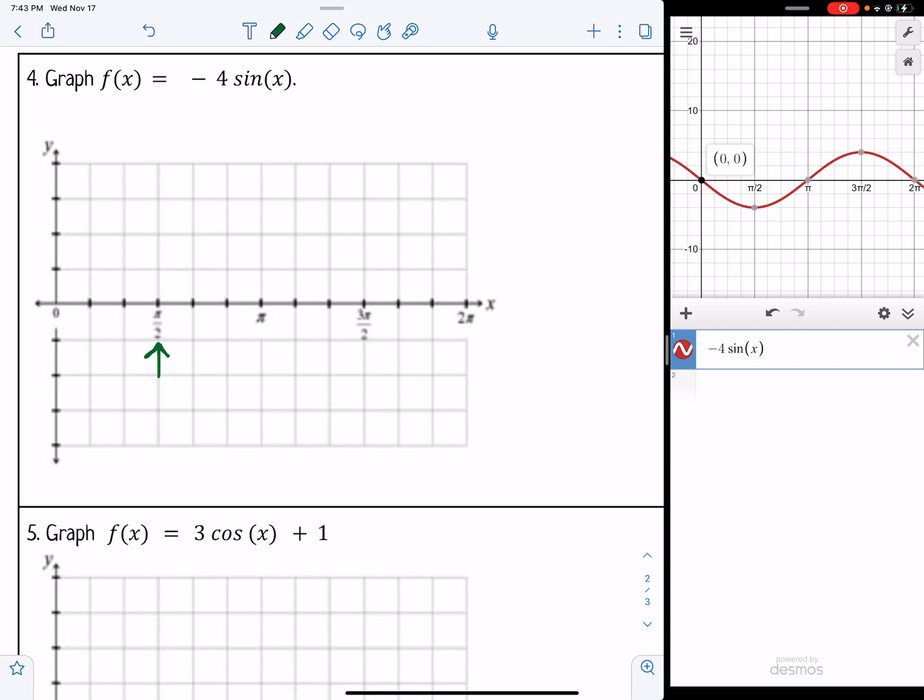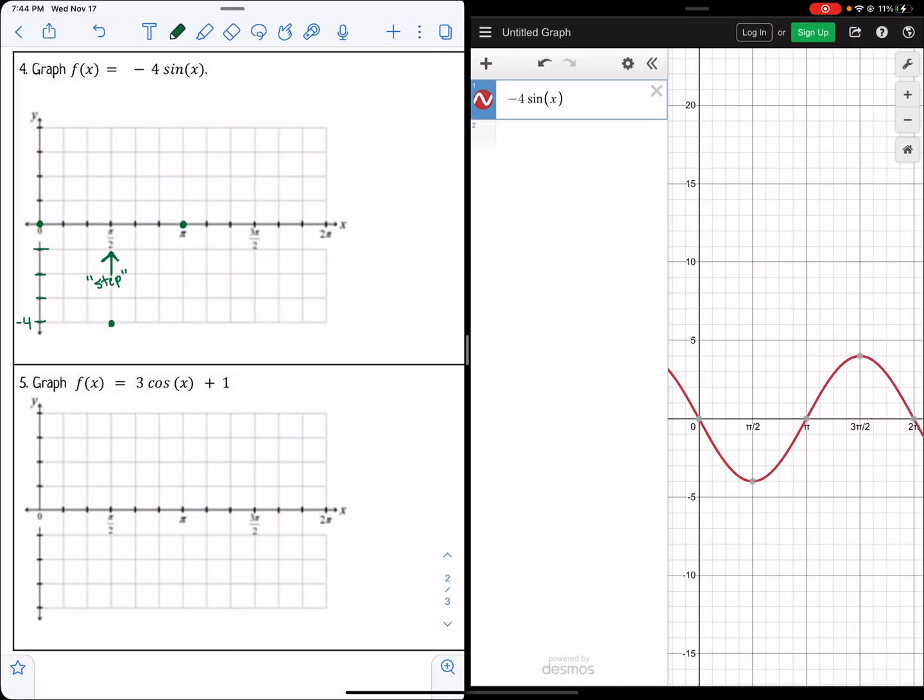So let's plot 0, 0. We have pi over 2 goes with -4. So -1, 2, 3. -4 is down there. I'm just going to label that was our step. Pi, notice, is back at 0. 3 pi over 2 goes with 4.